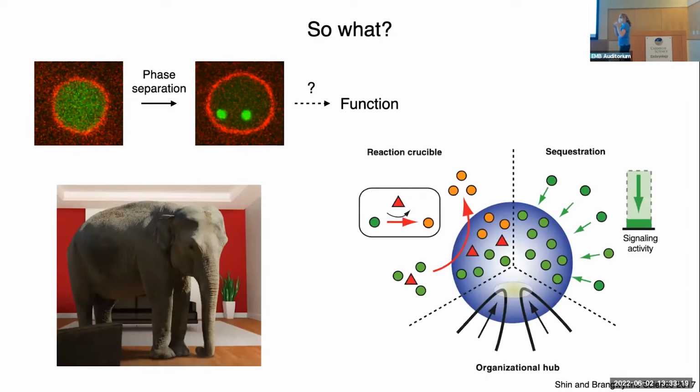So there have been a variety of hypotheses proposed for what these things do. One is a reaction crucible. The idea is, if you increase the local concentration of enzymes, then you can accelerate biochemical reactions. The carbon fixation with Rubisco is a classic example. You could also do the opposite: sequester an enzyme away from its substrate and inhibit reactions. And then finally, especially in the nucleus, where there are a lot of these membraneless organelles, they can act as an organizational hub.